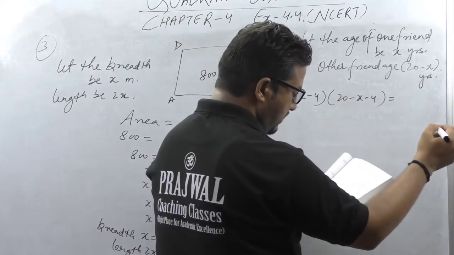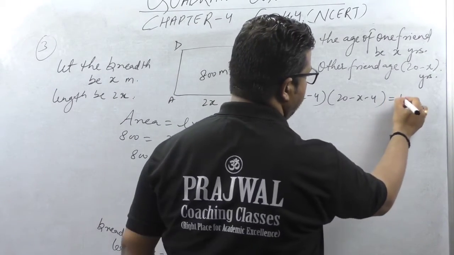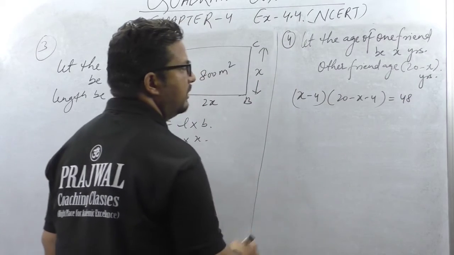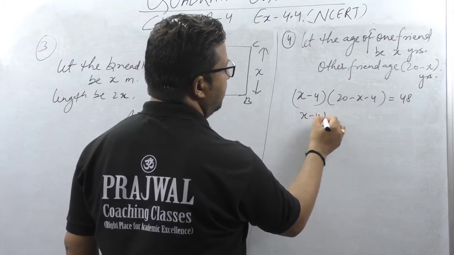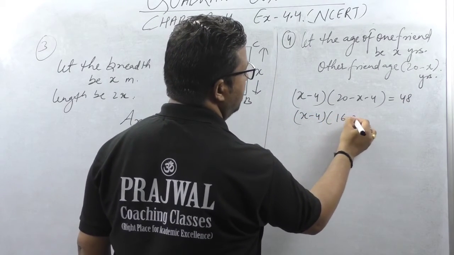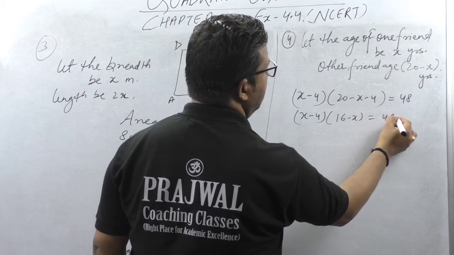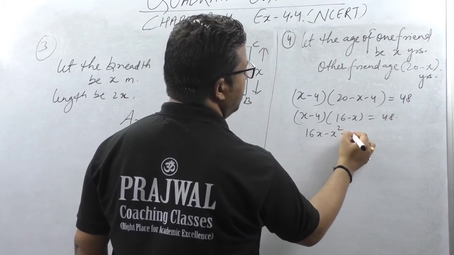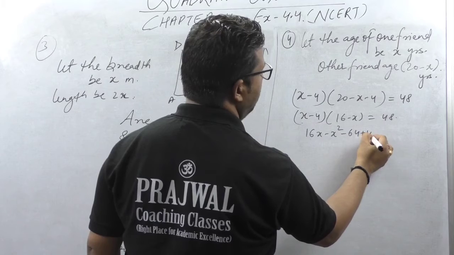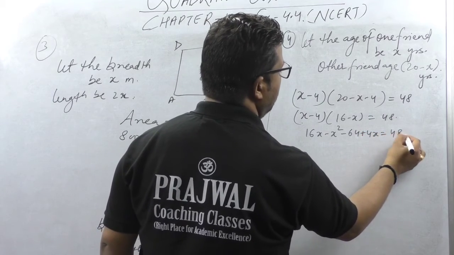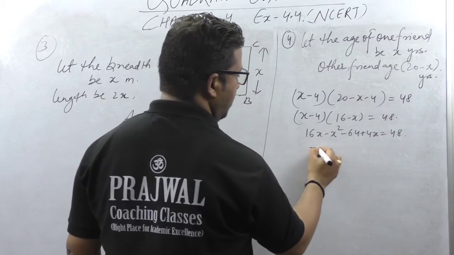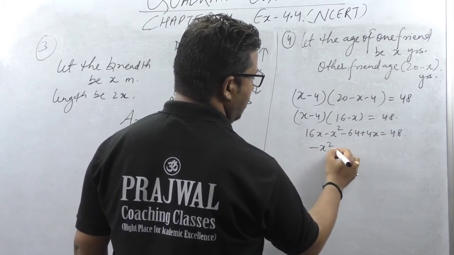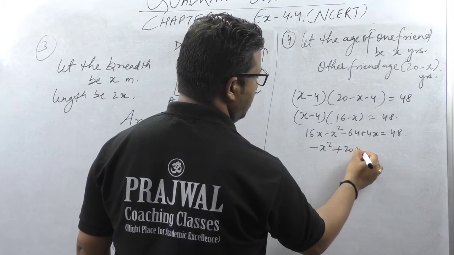If we talk about the product, it is coming 48. Now we have to calculate this. It is (x minus 4) times (16 minus x) equal to 48. So if you multiply, it will be 16x minus x square minus 64 plus 4x equal to 48. So here we have minus x square and plus 20x.